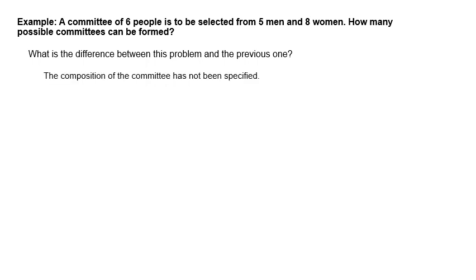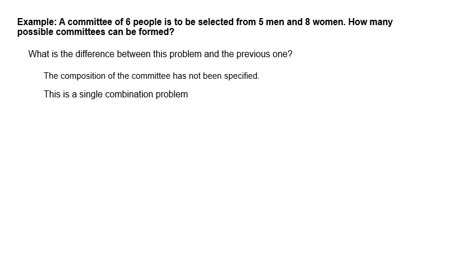Here it is. The composition of the committee has not been specified. In the previous problem, we required 3 men and 3 women. On this committee, we only require 6 people. So it could be all men, all women, 1 man, 5 women, 5 men, 1 woman. We don't specify the composition of the committee. So we have one task, and that task is to pick 6 people for the committee.